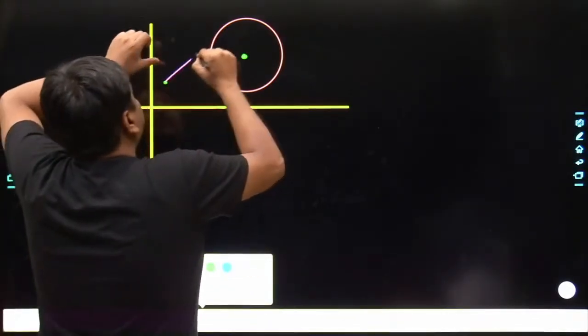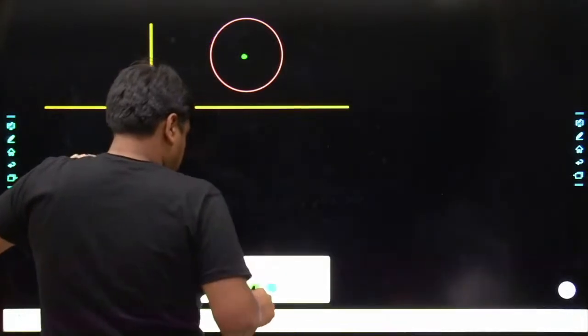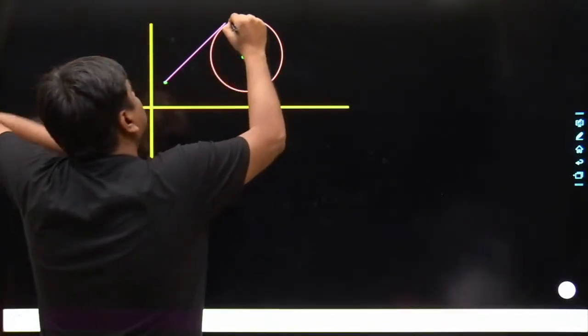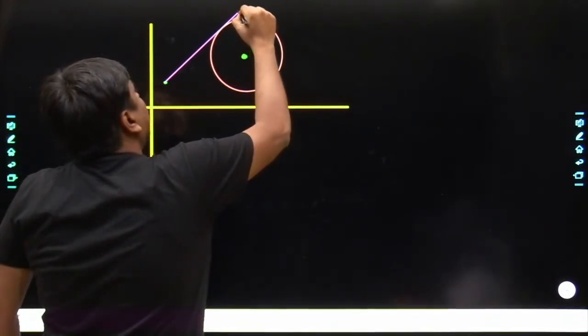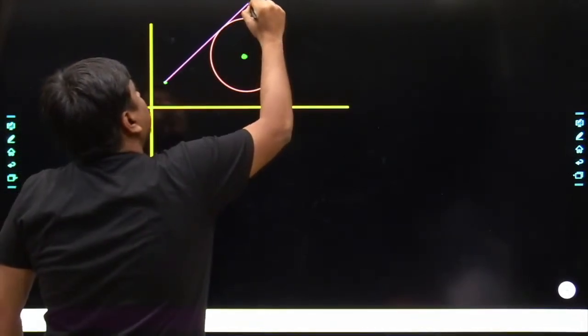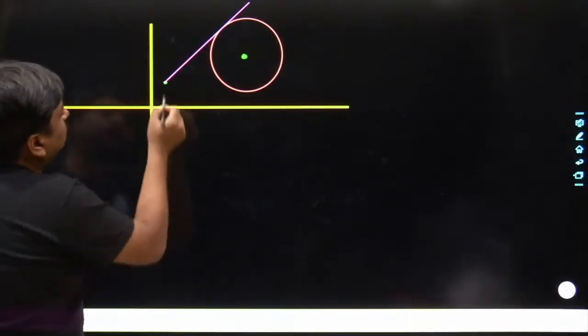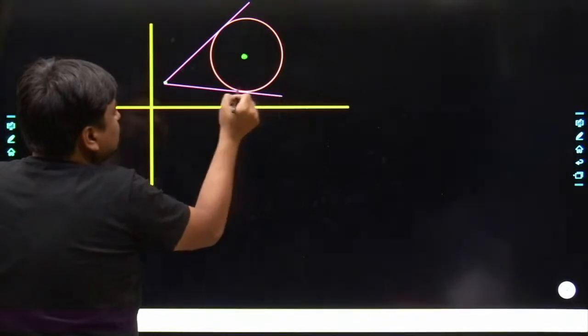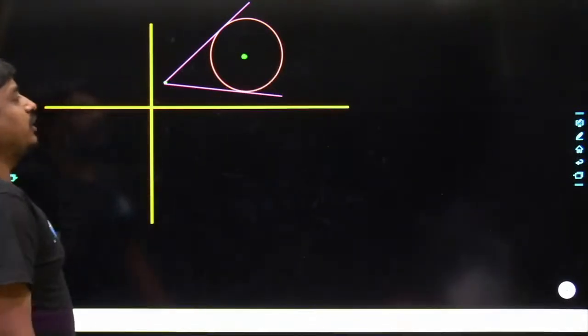It has been started from here, and it is just kissing this point and it's moving forward. And similarly, if you try to draw the other tangent, you can draw it towards the downside. It is just kissing this point and going ahead. So if you want to write, you can write somewhere.